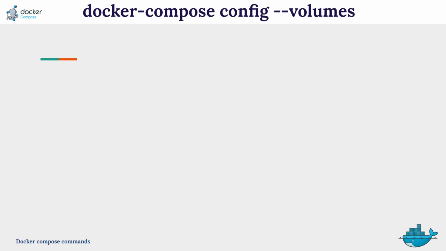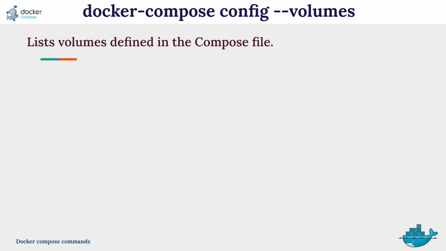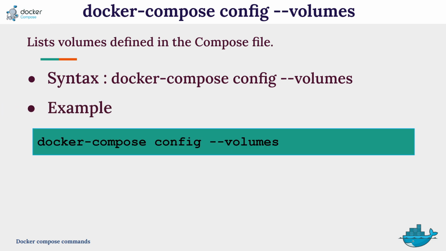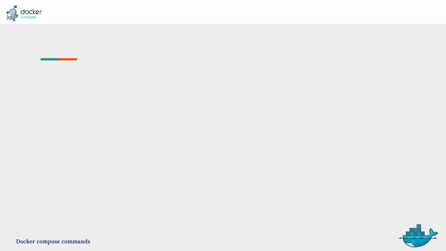Next command is docker compose config --volumes, which lists volumes defined in the Compose file. Let's see the syntax. The usage of the docker compose config --volumes command starts with the docker compose config --volumes keyword, and displays the volumes configured in the Compose file.